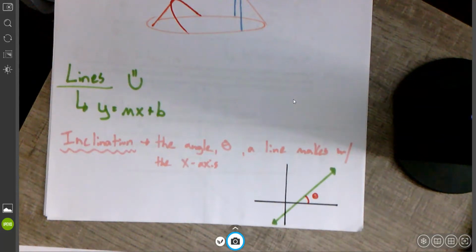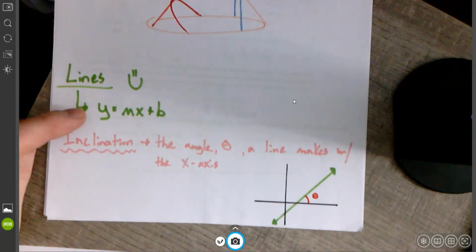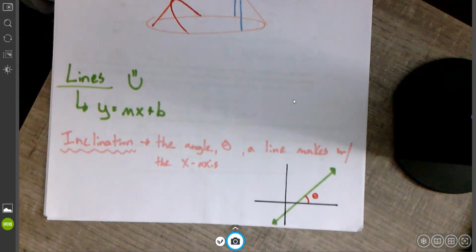We'll always start just like we did in trig-land. We'll always start from the positive x-axis and rotate counterclockwise. That is the inclination. Now, how do we find it? Well, I'm going to give you a line like y equals 6x minus 7, and then ask you what is that angle that's being made with the x-axis?